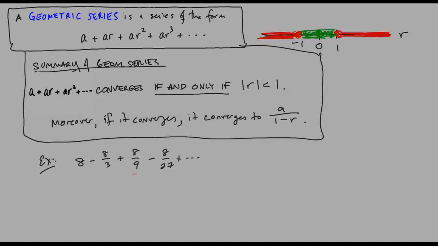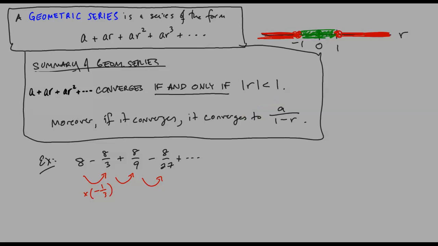8 minus 8/3 plus 8/9 plus 8/27. What can we say about this series? Is it geometric? Yes, it is. To get from each term to the next, we are multiplying by -1/3. Does it converge? Yes, it does, because a geometric series converges if r is anything between -1 and 1. -1/3 certainly qualifies. And in fact, we know what it converges to.